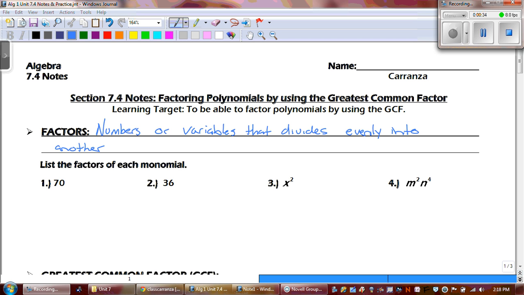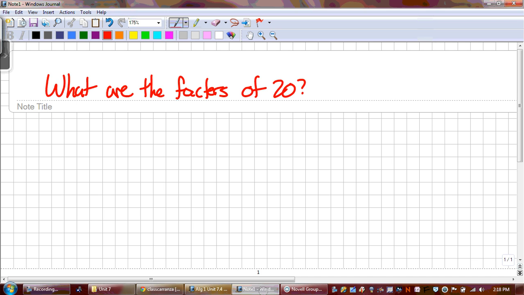Now, let's begin. Factors. A factor is a number or variable that divides evenly into another. Okay, so a number or a variable that can divide evenly into another. Well, let's think about this. What are the factors of 20? What numbers multiply to get to 20? Well, 1 times 20 equals 20, right? What about 2? 2 times 10 gives us 20.